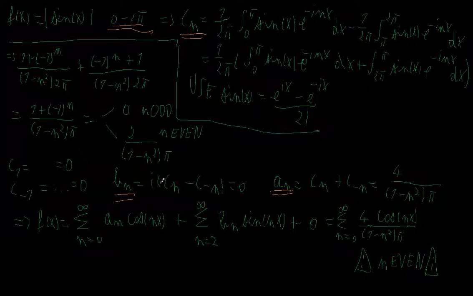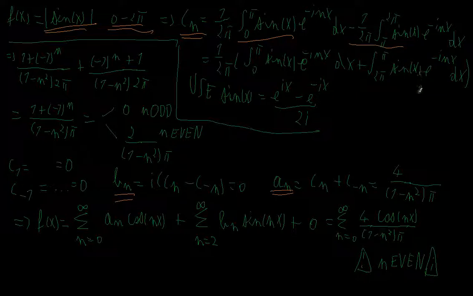As usual, I will compute 1 over 2 pi times the integral from 0 to pi of sine of x times e to the minus i n x dx, minus 1 over 2 pi times the integral from pi to 2 pi of sine of x times e to the minus i n x dx. The first thing I did is split that function into two parts: the part from 0 to pi where sine is positive, and the part from pi to 2 pi where sine is negative.